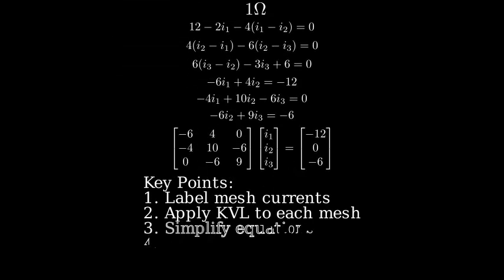And that's how we write mesh current equations by inspection. Remember to always go in the same direction around each mesh and use KVL to sum the voltages to 0.